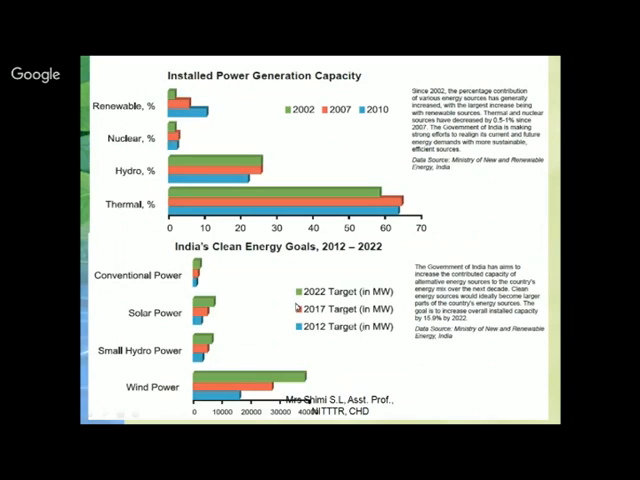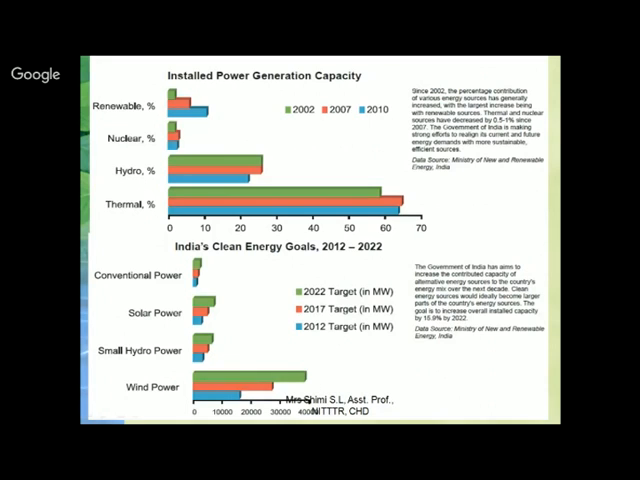And you can see this is the target, from the Ministry of New and Renewable Energy, India. I have taken the data from there, and according to them, the wind power generation target for 2022 is around 40,000 megawatts. Okay, wind, because wind potential is more in India.